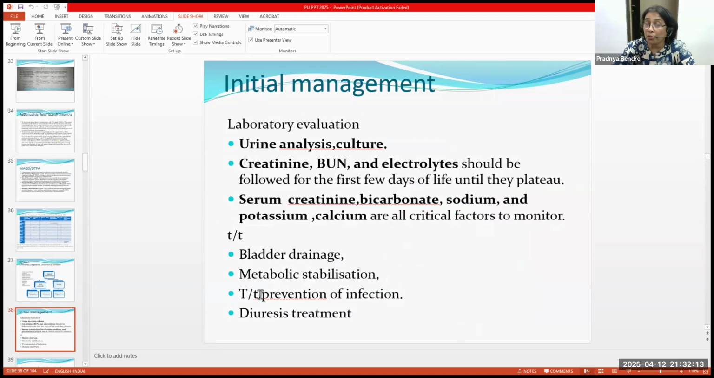If there is no UTI, start the prophylactic treatment and watch for the diuresis. If after catheterization there is a diuresis, that's a good sign, because that is telling you that the kidney has potential to recover. And for the first few days, you follow all these things and see if the patient is improving or not improving.